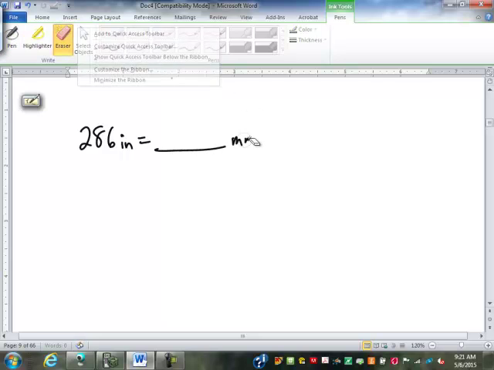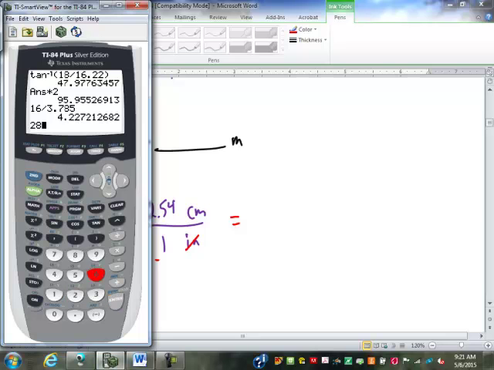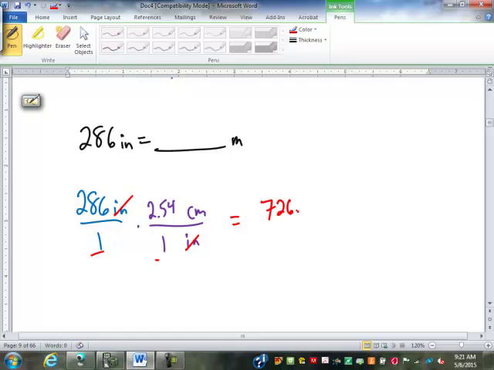What if we want to change 286 inches into meters? I would change 286 inches first into centimeters. Put inches on bottom, centimeters on top. 1 inch is 2.54 centimeters. Inches cancel out. It's all ones on bottom, so all I'm doing here is multiplying 286 times 2.54. 726.44 centimeters.